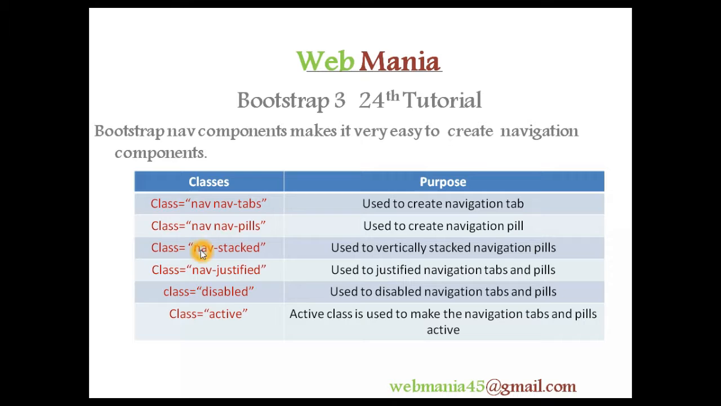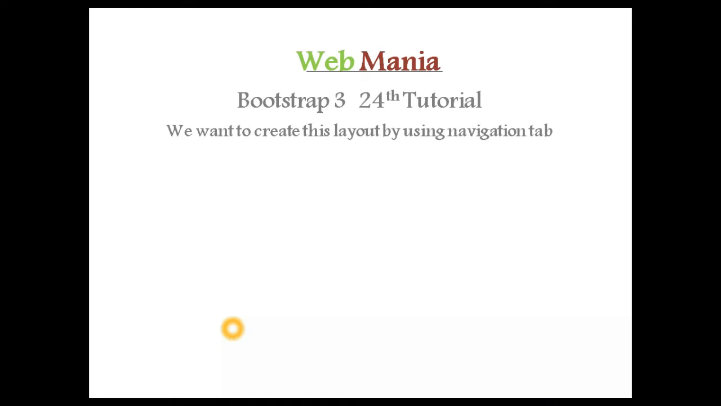The next one is the nav-stacked class. This class is used to vertically stack navigation pills. Then the nav-justified class is used to justify both navigation tabs and pills. The disabled class is similarly used to disable navigation tabs and pills. And the next one is the active class. This active class is used to make the navigation tabs and pills active. So let's look at a few examples.